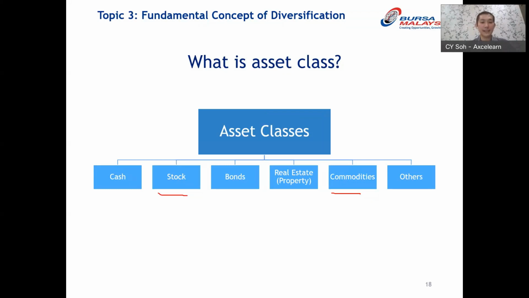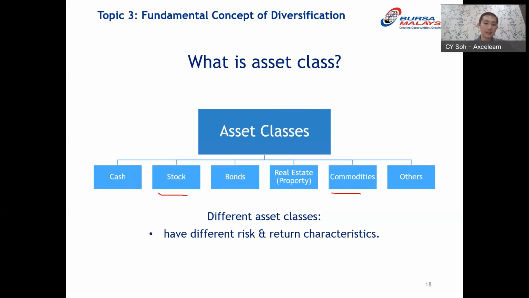So these are other asset classes. So here, why do we need to put our money into different asset classes? It is because different asset classes have different risk as well as different return characteristics. They have different volatility. For example, stocks and bonds. Stocks perform differently from bonds, right?